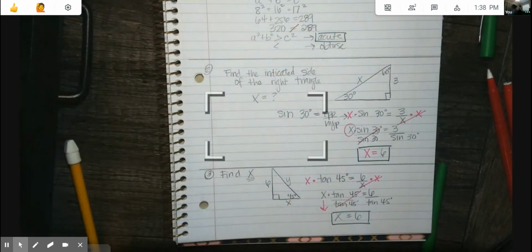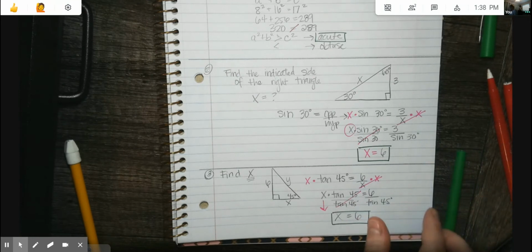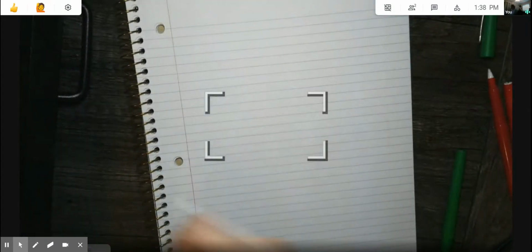Okay, so these are 2 examples of finding the side length when the angle is given. We do need to look at a problem where the angle is not known, but the side lengths are. So I'm going to use another example. This is also from the unit review.